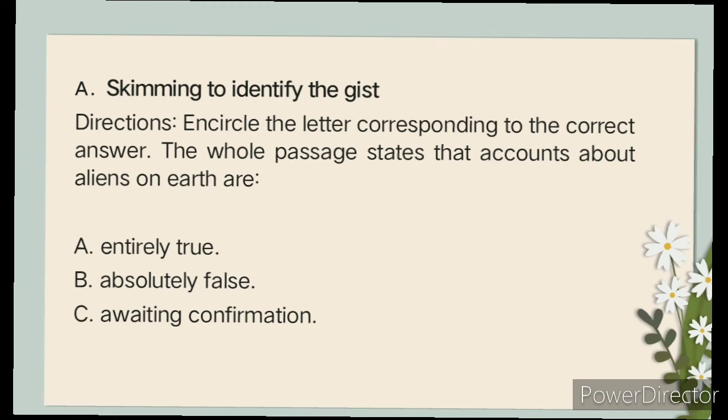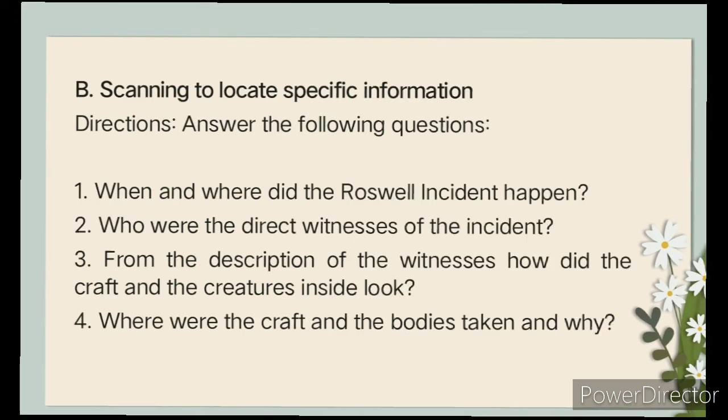The whole passage stated that accounts about aliens on Earth are... So here are the choices. A. Entirely true. B. Absolutely false. C. Awaiting confirmation. So this activity belongs to the multiple choice format. So here is the next activity we could use: scanning to locate specific information. So here's the direction. Answer the following questions. Number 1, when and where did the Roswell incident happen? Number 2, who were the direct witnesses of the incident?